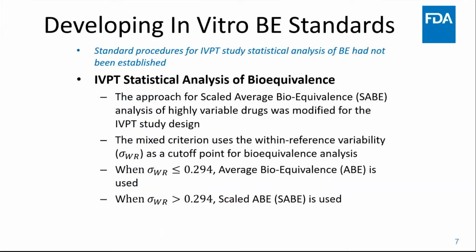So before, we did not have the procedures to perform the statistical analysis to assess bioequivalence, but the developed method uses the approach for the scaled average bioequivalence, which was originally for highly variable drugs, that is now modified for the IVPT study design. It uses a cutoff value, that of the within reference standard deviation. So when this value is less than or equal to 0.294, this value corresponds to a coefficient of variation of 30%. Then that prompts using average bioequivalence, whereas when this value is greater than 0.294, we will use the scaled approach.